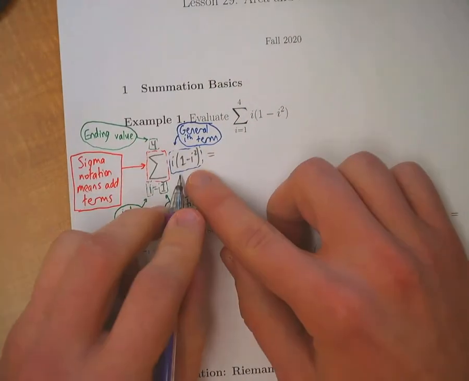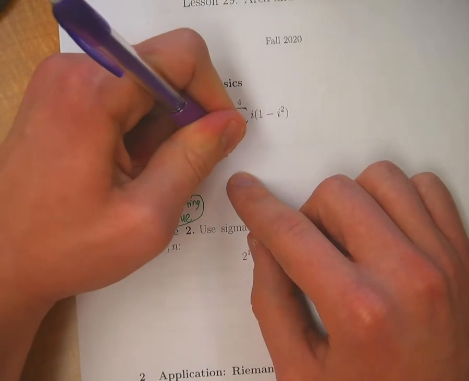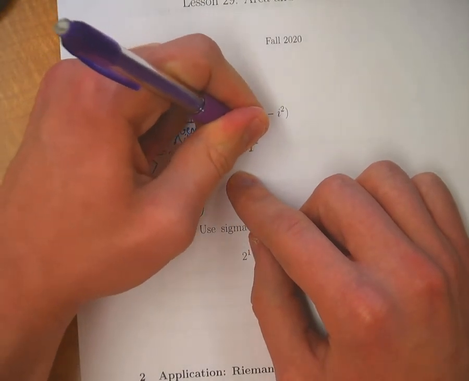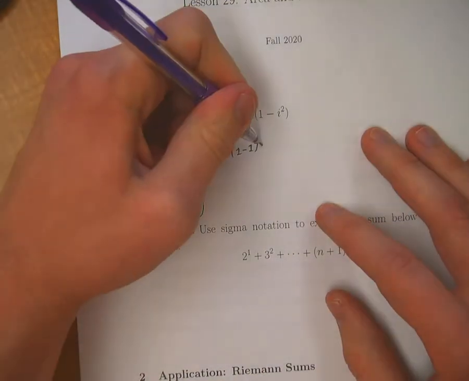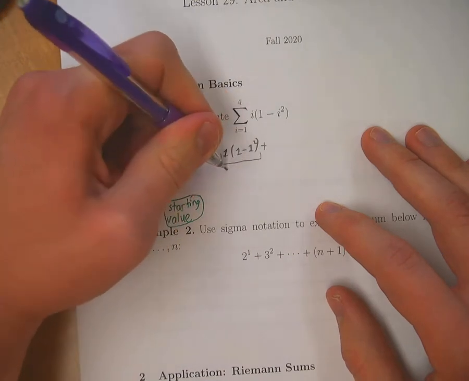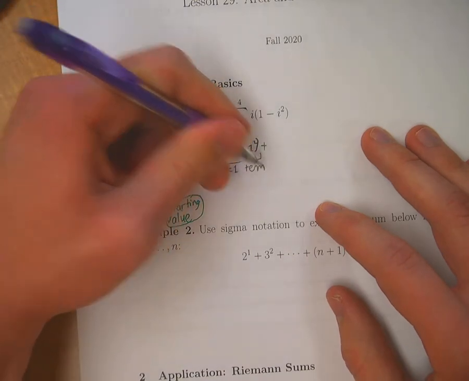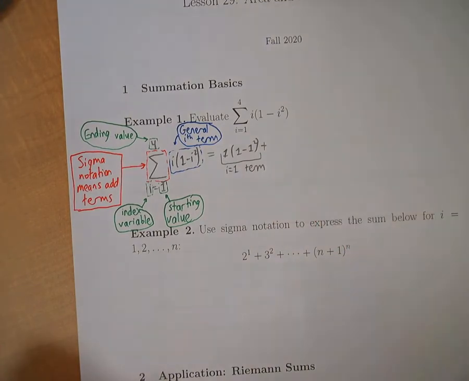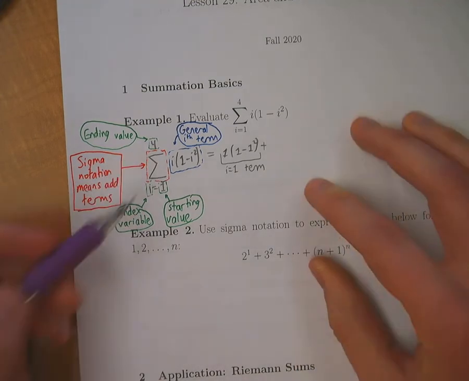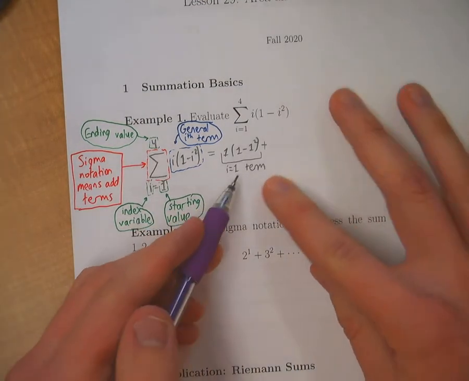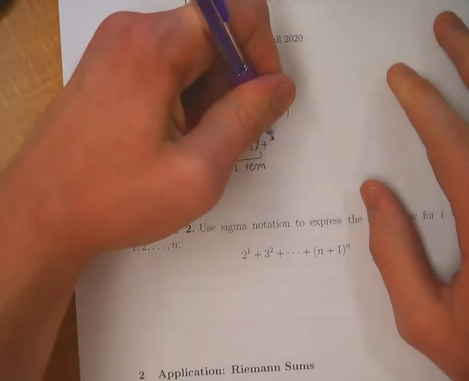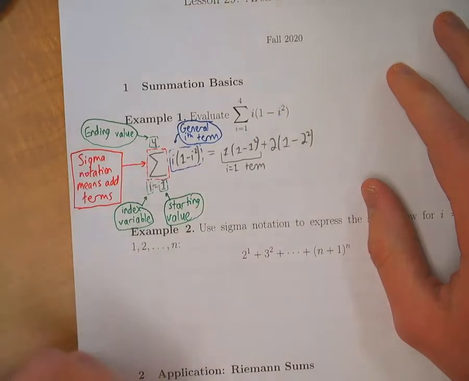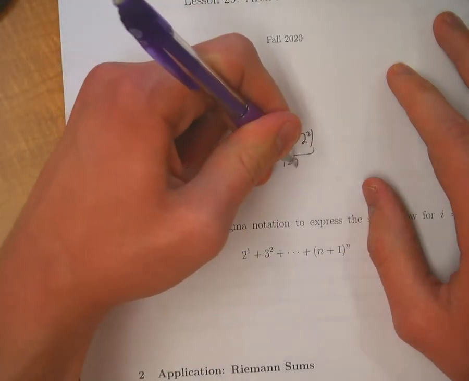If you let i equals 1 in this term, you have 1 times (1 minus 1 squared). That's the i equals 1 term. Then you keep adding, incrementing i by 1 until you hit 4. The next term we consider corresponds to i equals 2, so we have 2 times (1 minus 2 squared). This would be the i equals 2 term.